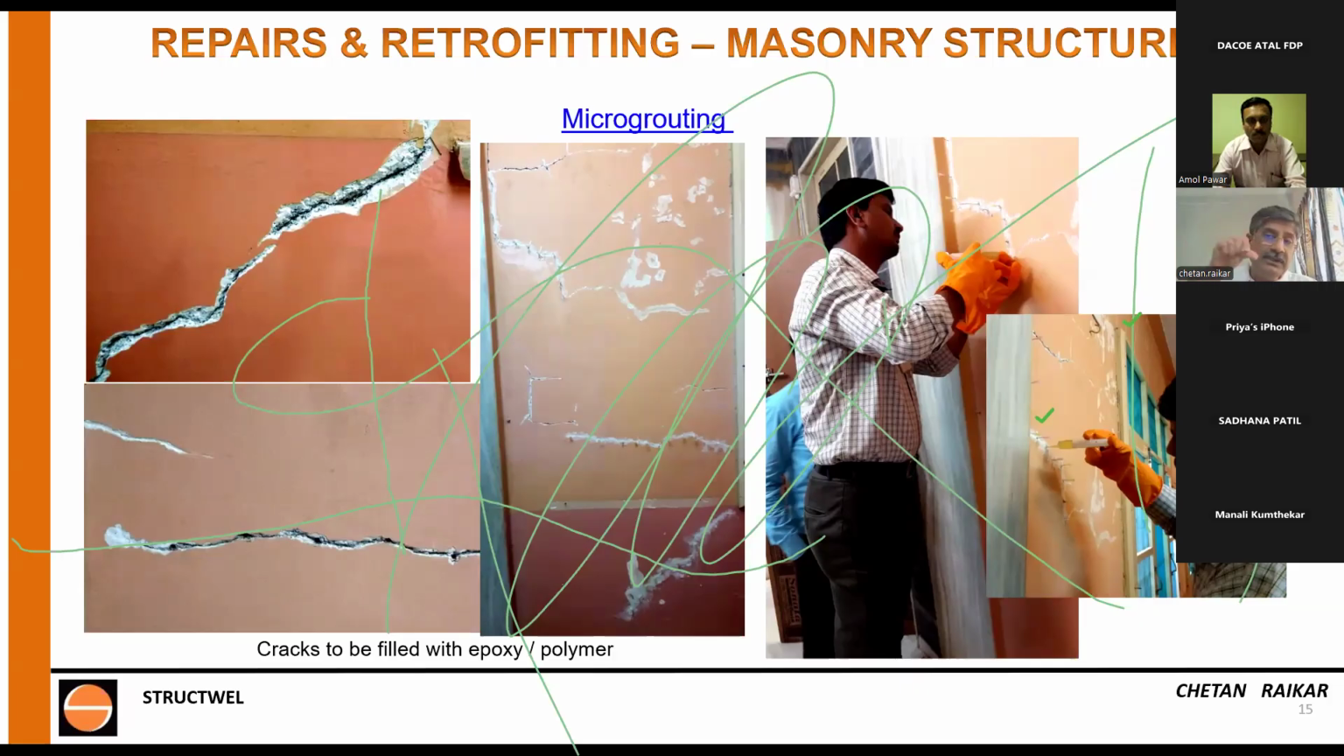If we just fill it up on the top, it reappears. The mistake they make is they just fill the crack with a painter's putty and paint it, and that crack reappears in less than 3 months' time. It's not a successful repair.